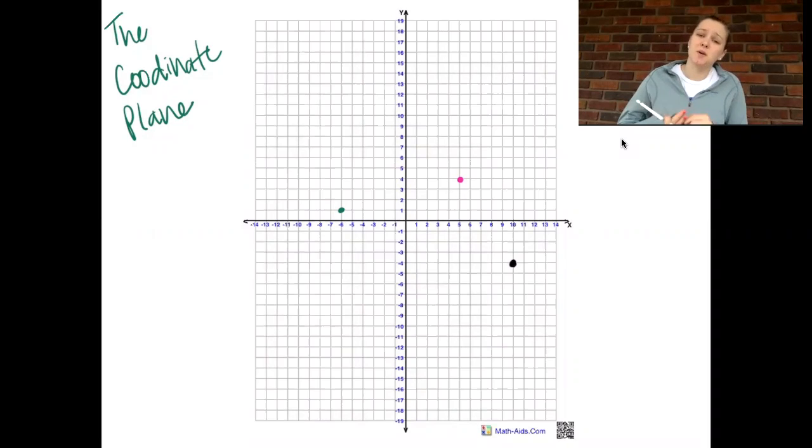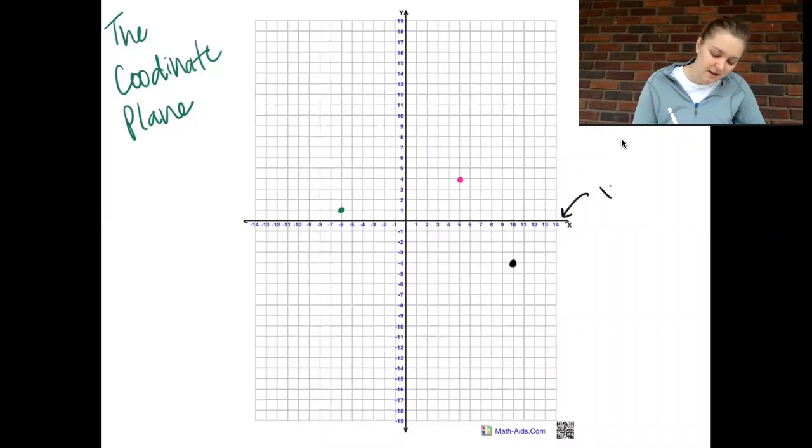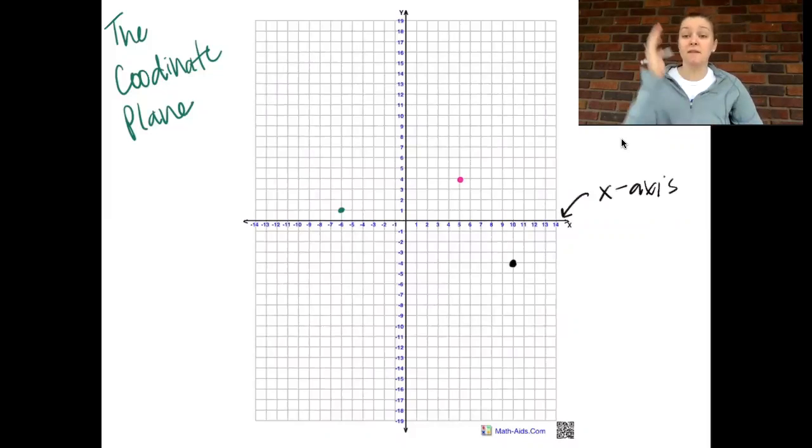We're going to start by talking about the coordinate plane and particularly some vocabulary that comes along with it. Our coordinate plane is really made up of two number lines, a horizontal number line and a vertical number line. When you put them together, that creates this coordinate plane. Our horizontal number line, the one that goes side to side, is called the x-axis. And the vertical number line, the one that goes up and down, is called the y-axis.